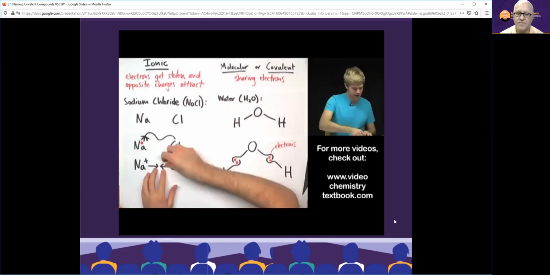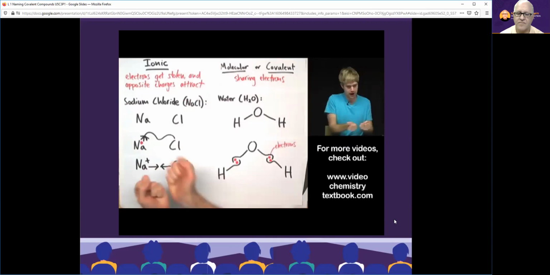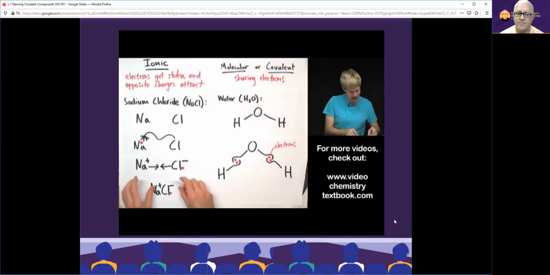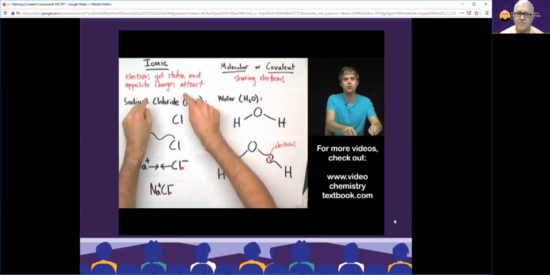So now we have a positively charged thing and a negatively charged thing. These arrows show how they're going to come together. And we end up with the two atoms stuck together because they're oppositely charged. And that's what holds ionic compounds together.